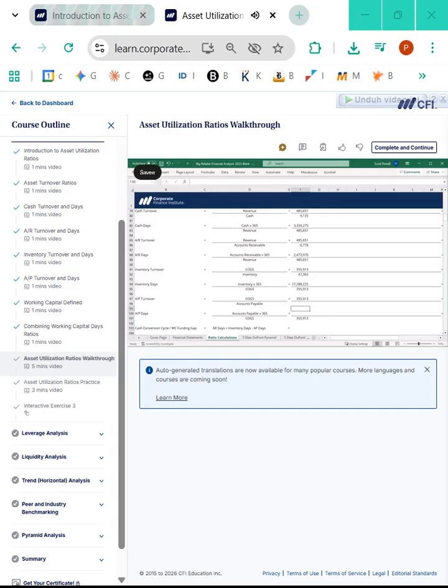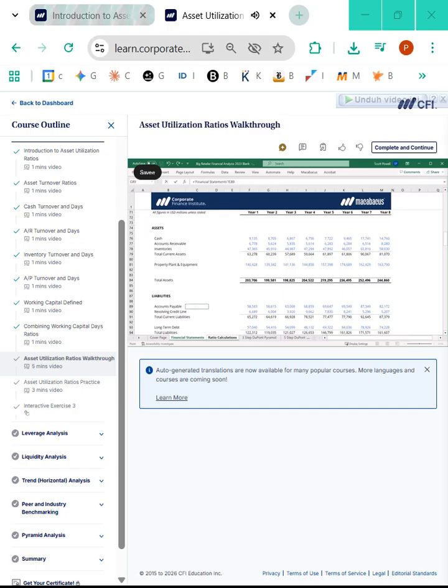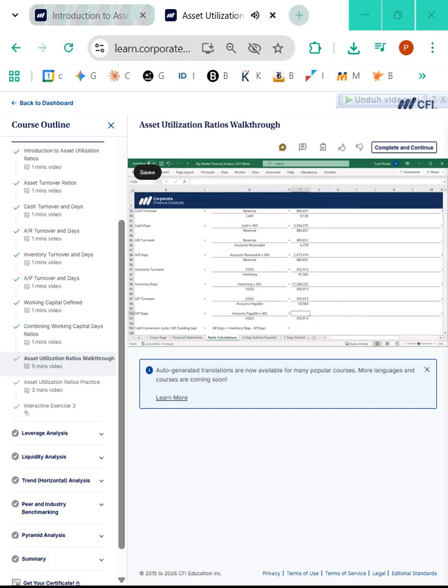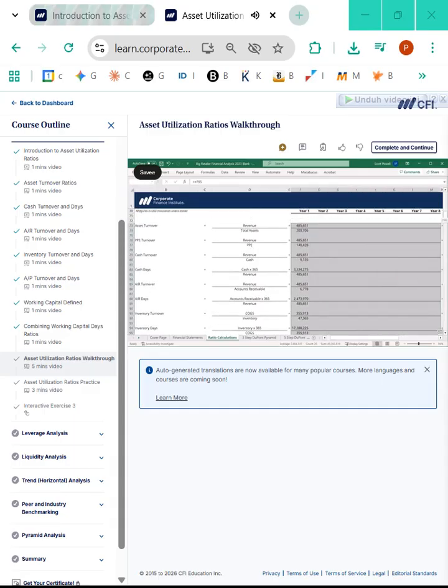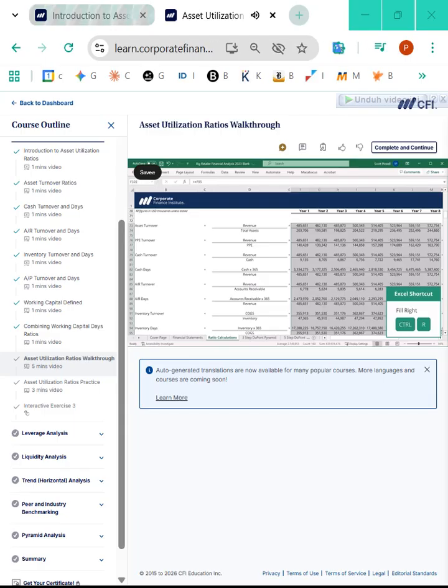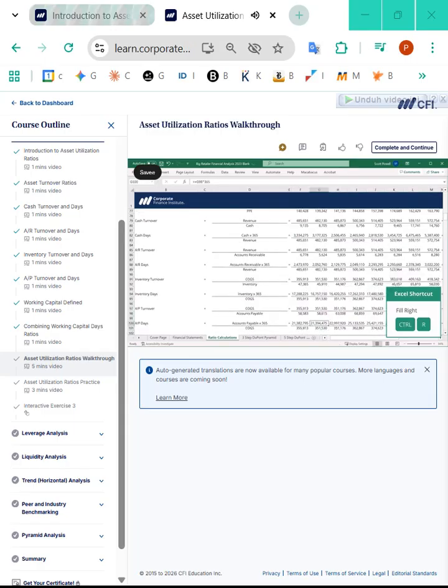Then we need accounts payable, which is under current liabilities. There we are, row 89 times 365. Let's copy it across. And then one fell swoop, control R. Our ratios are done. Now there's lots of ratios here. We are going to look at trends and benchmarking near the end of this course.